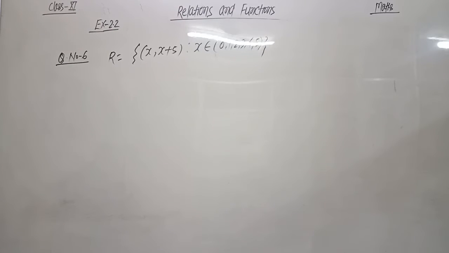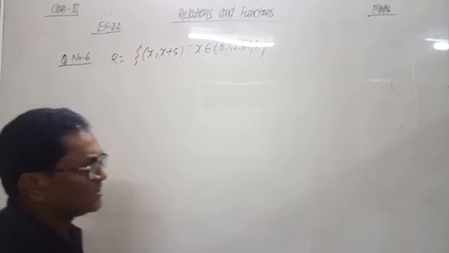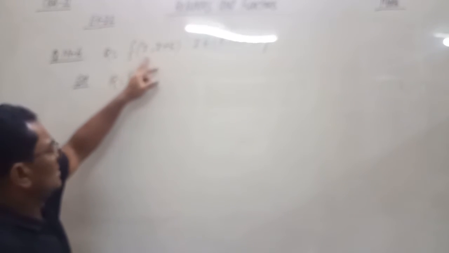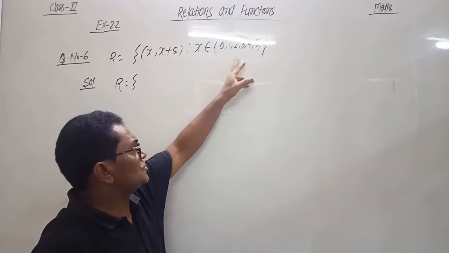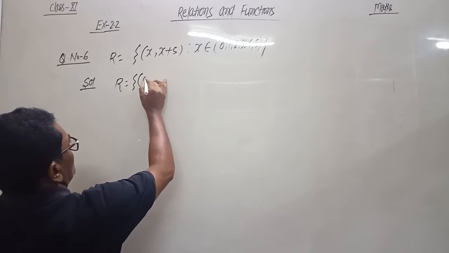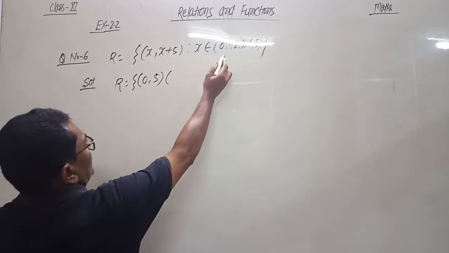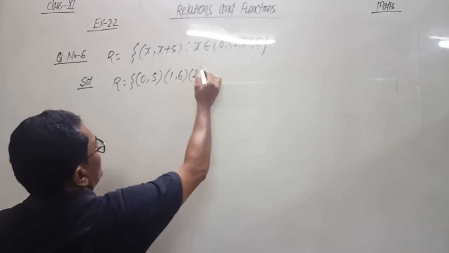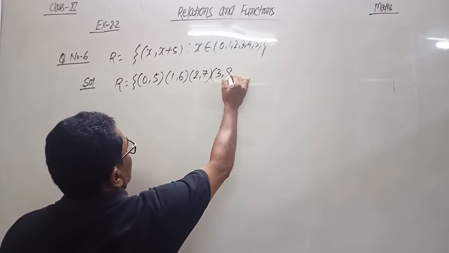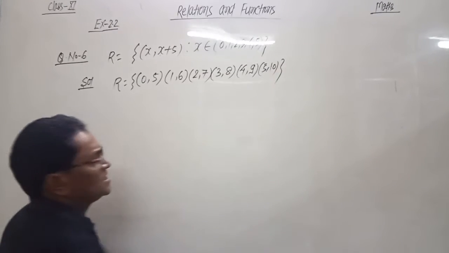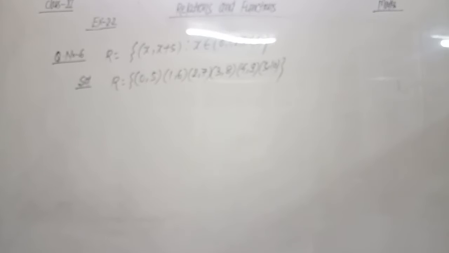Then determine the domain and range of the relation. So firstly we write the relation in roster form. So x is taken from the set 0, 1, 2, 3, 4, 5 and we get x plus 5. When we take the value of x equals to 0, we get 5, so 0 comma 5. When x equals to 1, we get the ordered pair 1 comma 6. When x is 2, we get 2 plus 5, 7. For 3, we get 3 plus 5, 8. 4 plus 5, 9. 5 plus 5, 10. So this is the relation which we write in roster form.